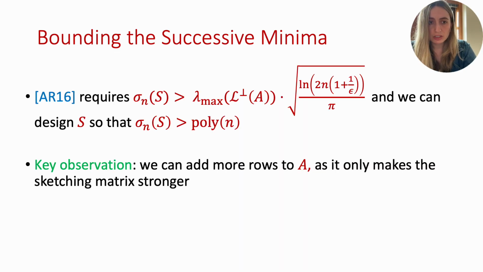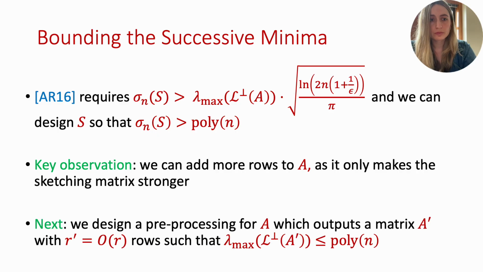The key observation here is that we can always add more rows to the sketching matrix A and then prove a lower bound against that new matrix, as this would only make the sketching matrix stronger if it had more rows. So what we do is we design a preprocessing for this sketching matrix A, which outputs a new matrix with R prime rows, R prime being only a constant factor larger than R, such that now this condition is satisfied. Lambda max of the orthogonal lattice to A prime is at most poly n.